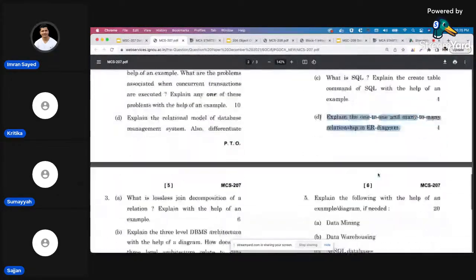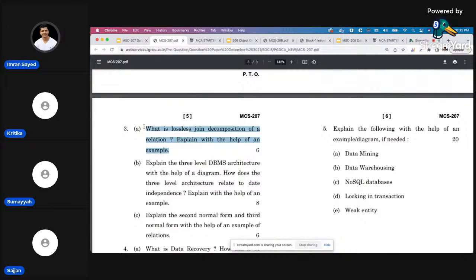Okay, so we were on the D. We'll come here now. What is lossless join decomposition of a relationship? Explain with the help of an example. I think lossless join is that when you join the tables, you don't lose any of the attributes. I believe you can form the same table as it was originally. Maya, do you remember this, or should we move on to the slides? Lossless join means that if you join the decomposed tables, you should be able to get back the original table that was decomposed.